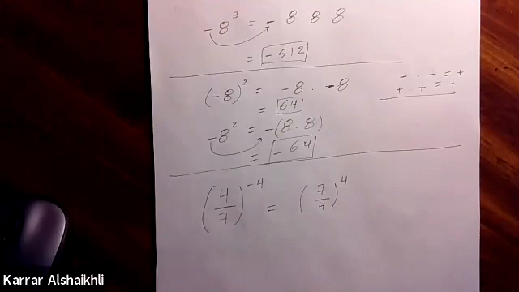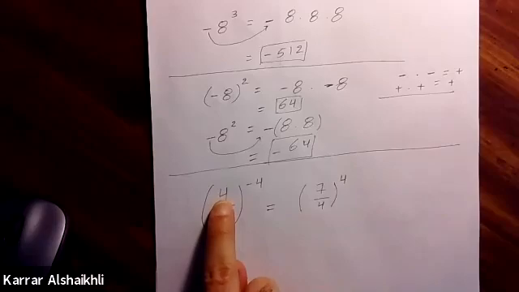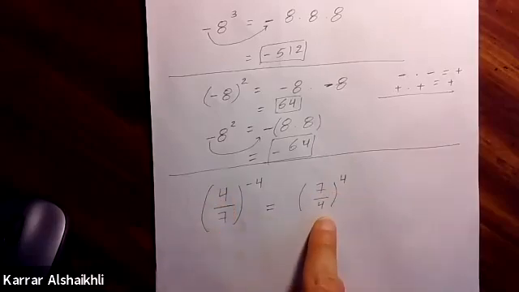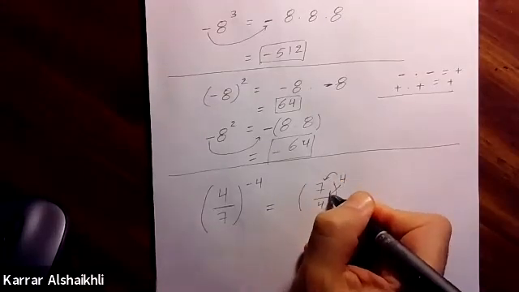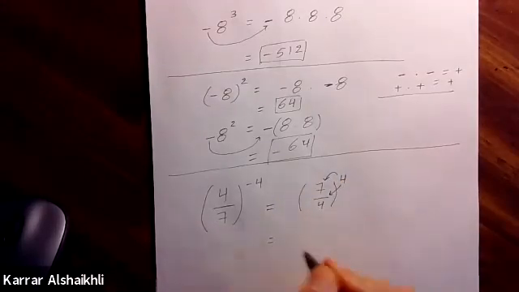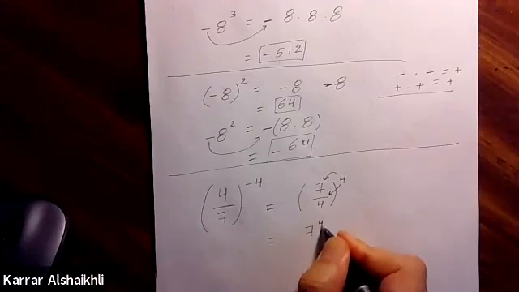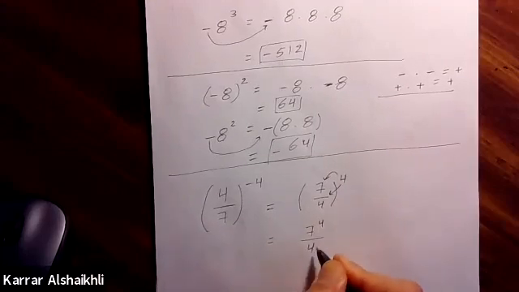Now this is easier. The other method is a really long method, so I need to give you the easiest one. How do we do that? We flip everything inside the parentheses. You see 4/7 became 7/4. And change the exponent from -4 to +4. Next step, I'm going to distribute the 4 here. So it's going to be 7 to the power 4 over 4 to the power 4.